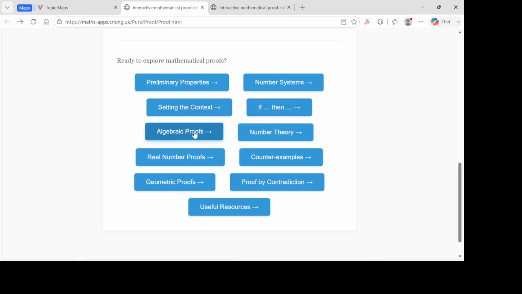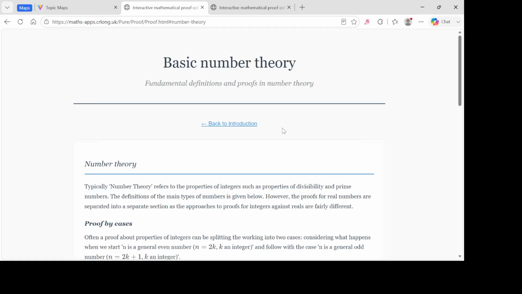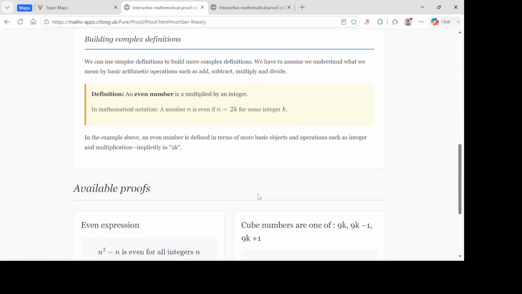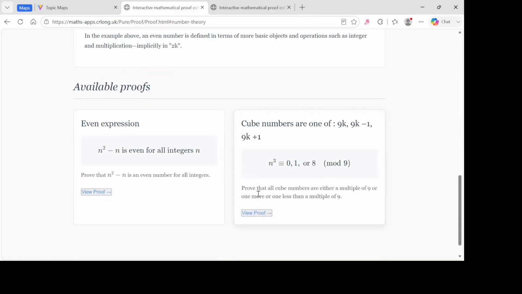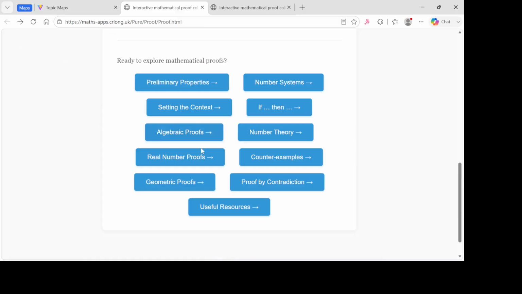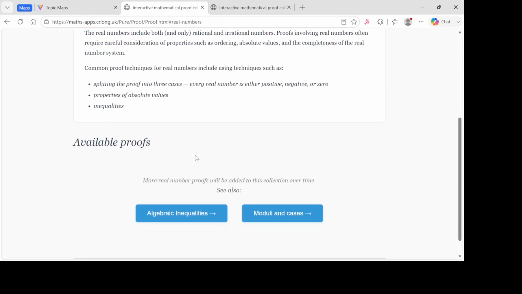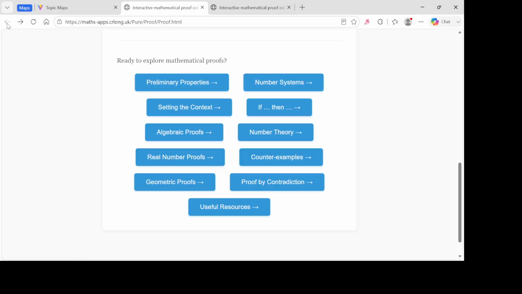Then the rest of the app is divided into proofs about particular number systems, such as proofs about integers. And proofs by cases is a very useful technique to use within number theory or proofs about integers. There's a section on real number proofs, and again splitting the situation into cases, but here we are splitting normally the real numbers into negative, positive and 0 as a starting point.